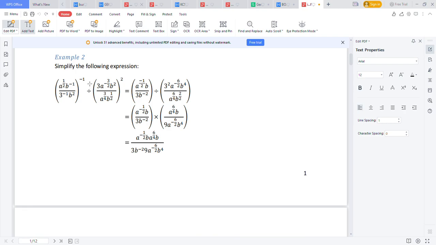Then we go to the denominator. Here you are going to have 3 raised to negative 1, so negative 1 times negative 1 is going to be 3. Then we have b raised to negative 2, so 2 times negative 1, you're going to get negative 2. That is what is happening here.